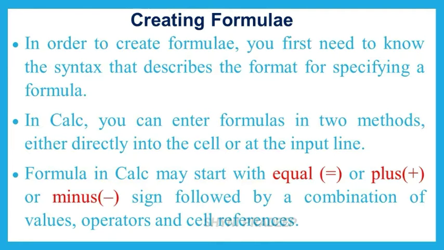Okay. The formula in OpenOffice Calc may start with an equal, plus or minus sign followed by a combination of values, operators and cell references. But generally, all formulas should start with an equal sign. If any formula starts with a plus or minus sign, the values will be considered as positive or negative respectively.